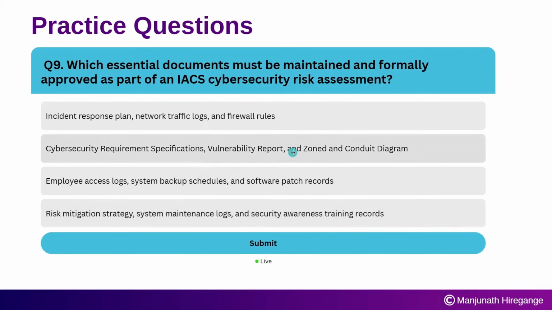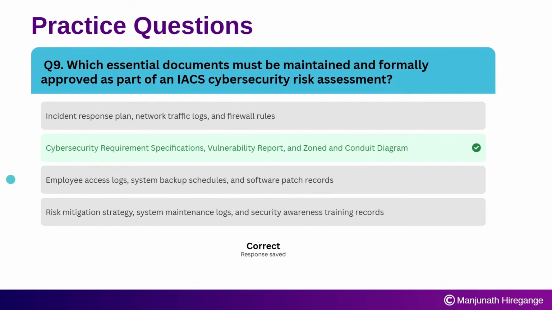The right answer is cybersecurity requirement specification. So the answer is CRS, vulnerability report, zone and conduit diagram. The reason is, these are critical documents for risk assessment and mitigation in the IACS environment.